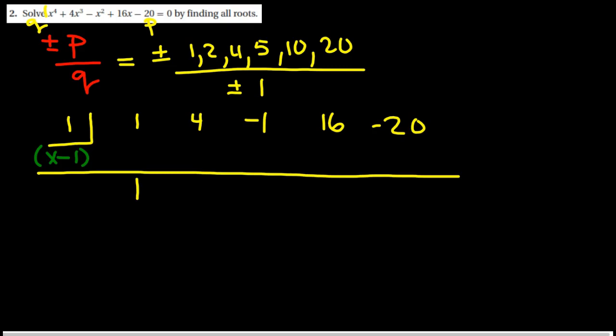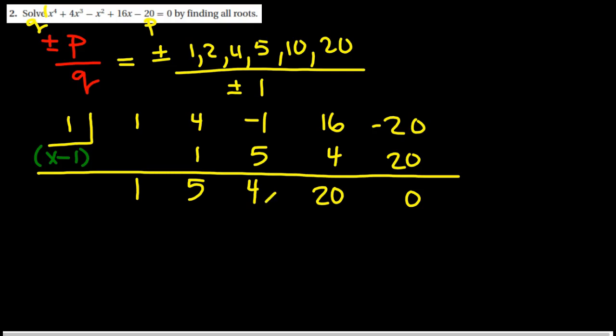Bring the first one down. 1 times 1 is 1. Add them, you get 5. 1 times 5 is 5. Add those, you get 4. 4, 20. Ta-da! Remainder of 0, so it divides evenly. So that's confirmed to be a 0, and x minus 1 is a factor.